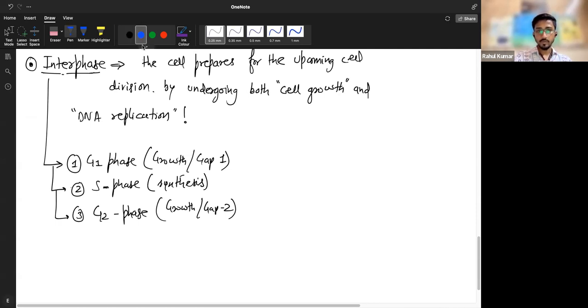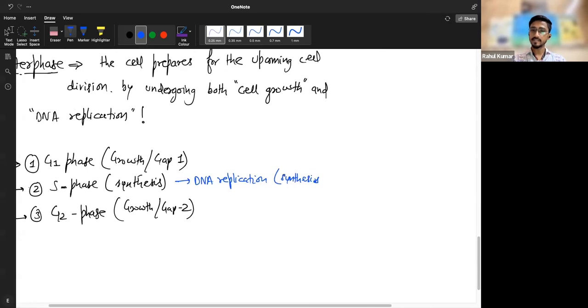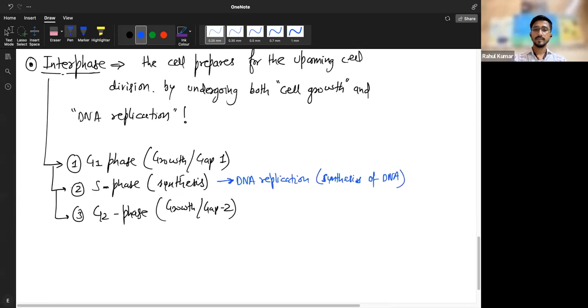So first know that in S phase, DNA replication happens, because DNA replication is basically synthesis of DNA, right? When you are replicating something, you are making new. Yes or no? So DNA replication happens in S phase. So write down what happens in G1 phase.